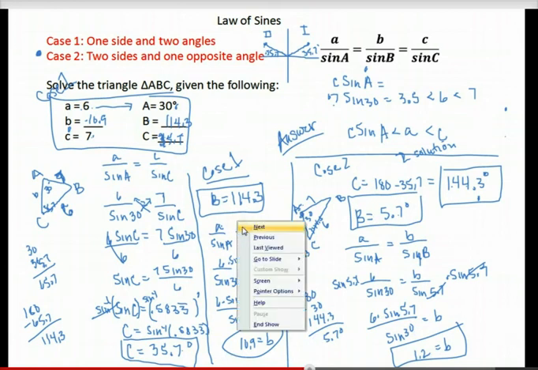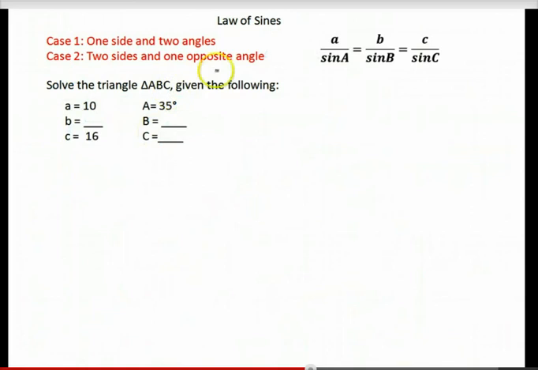They take time, of course, but they're doable. Okay, if you want to try to work this one out yourself and then push play to see how you did, that's great. Or if you want to follow along, that's fine as well. Again, we're working with case 2 where we have two sides and one opposite angle. And again, you might want to check to make sure how many solutions you have. Do you have 1? Do you have 2? Do you have no solution?